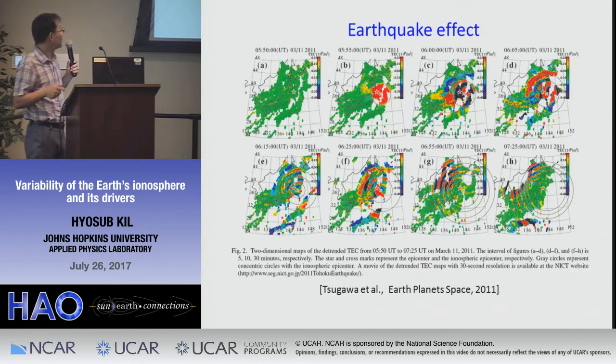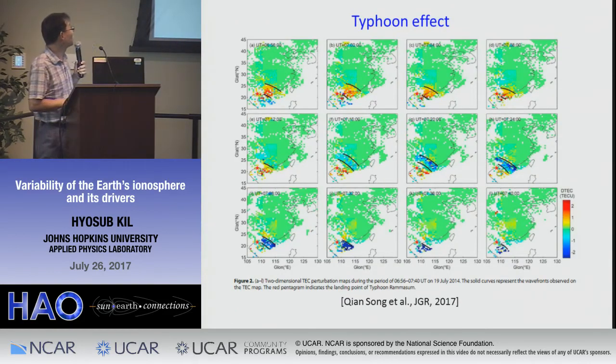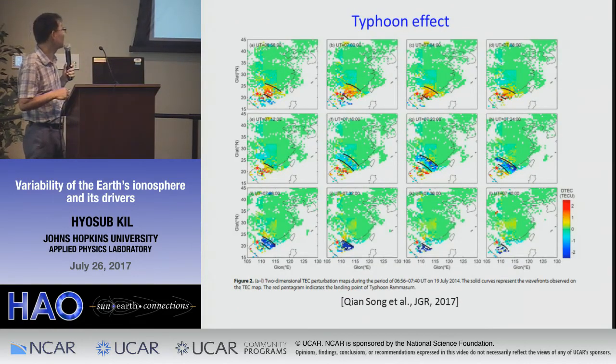And now I'm going to show you some ionospheric disturbances associated with natural phenomena. After the earthquake in Tohoku in 2011, this is the epicenter, and as time progresses, you can see the propagation of ionospheric perturbations, concentric structures, and this is strong evidence of the earthquake effect on the ionosphere. This plot shows the typhoon effect. As the typhoon progresses, it also shows ionospheric electron density change.